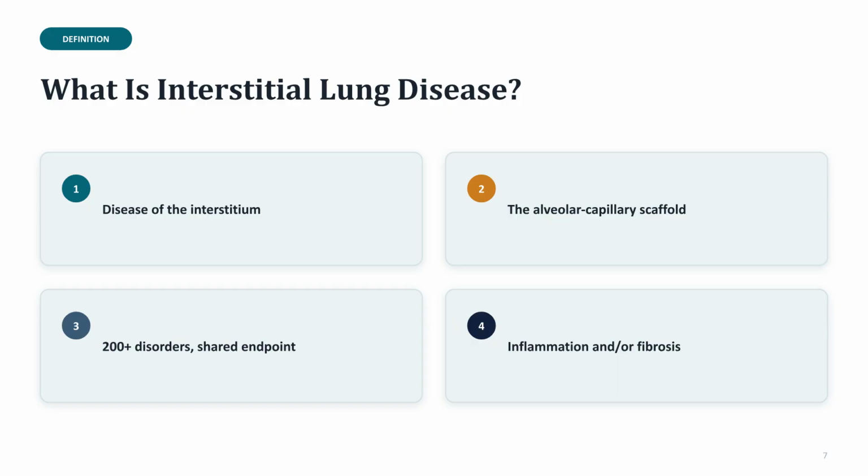So what are we treating? The interstitium is the delicate scaffold between the air sac and the capillary. It is where oxygen crosses into blood. Interstitial lung disease is any process that inflames or scars that scaffold. More than 200 distinct disorders live under this umbrella. They differ wildly in cause, but they share one endpoint: a thickened barrier, stiff lungs, and oxygen that can no longer cross efficiently. Understand the scaffold and the whole topic clicks.